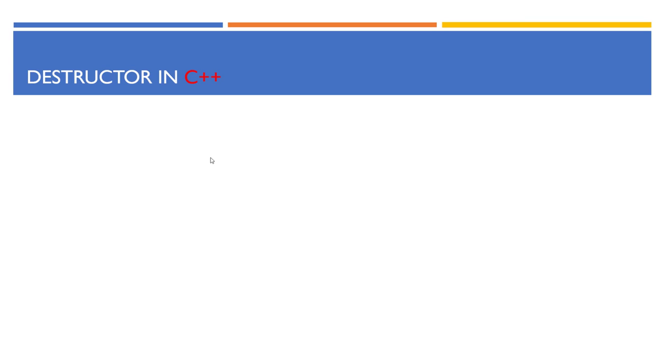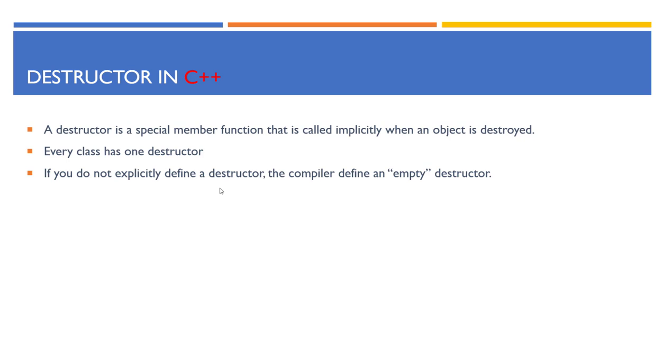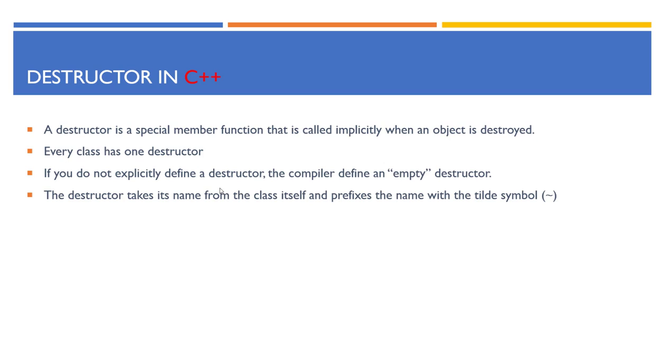Destructor in C++. A destructor is a special member function that is called implicitly when an object is destroyed. Every class has one destructor. If you do not explicitly define a destructor in your class, the compiler will define an empty destructor for you. The destructor takes its name from the class itself and prefixes the name with the tilde symbol. A destructor does not have any parameters, return type, and return value.